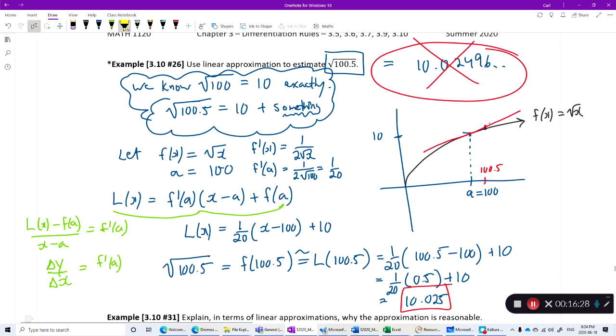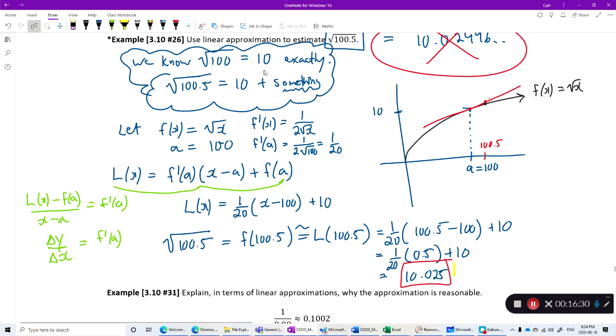How did I know there was something wrong? Was because I knew that this should be close to this, which is the exact value. So maybe it was good to do the exact value first.